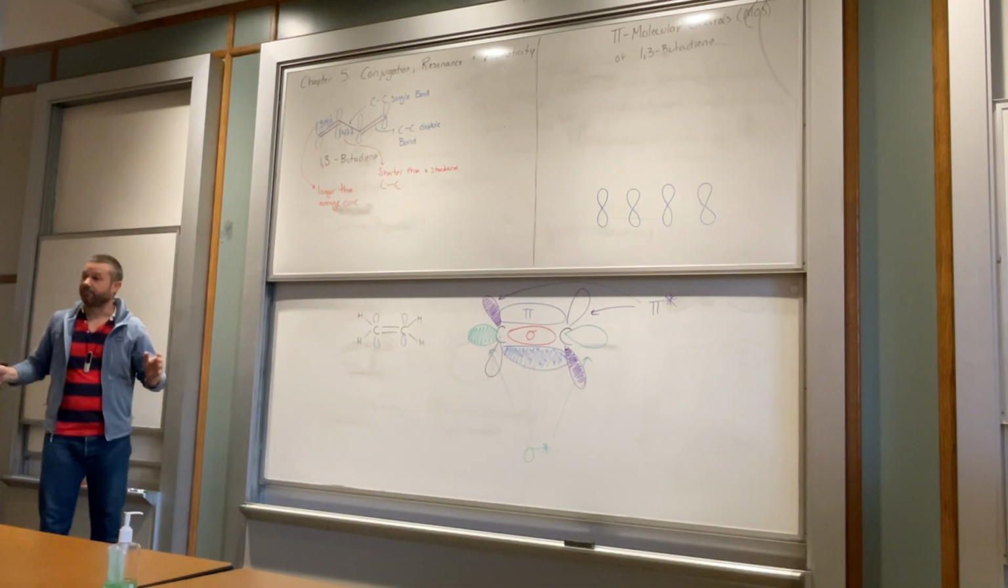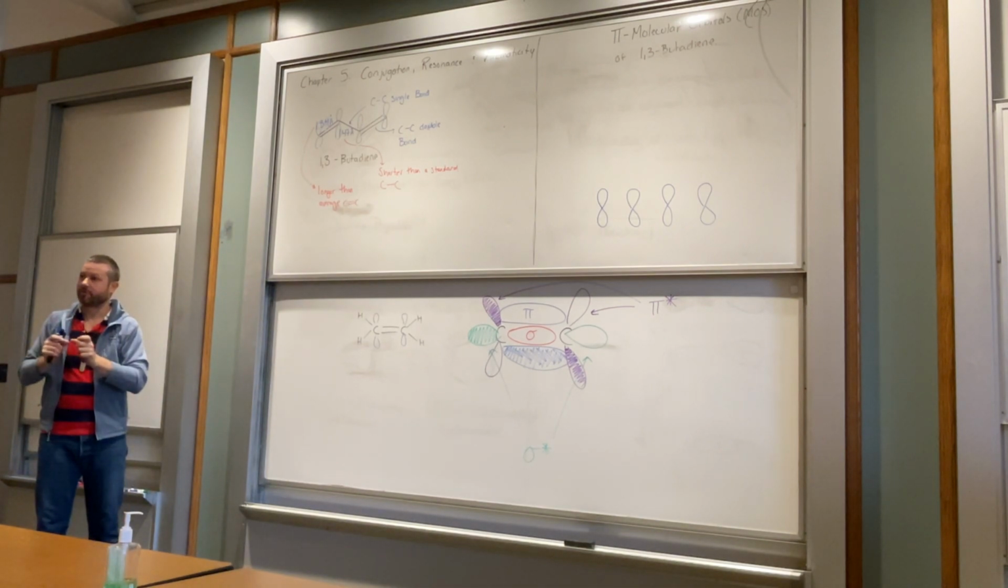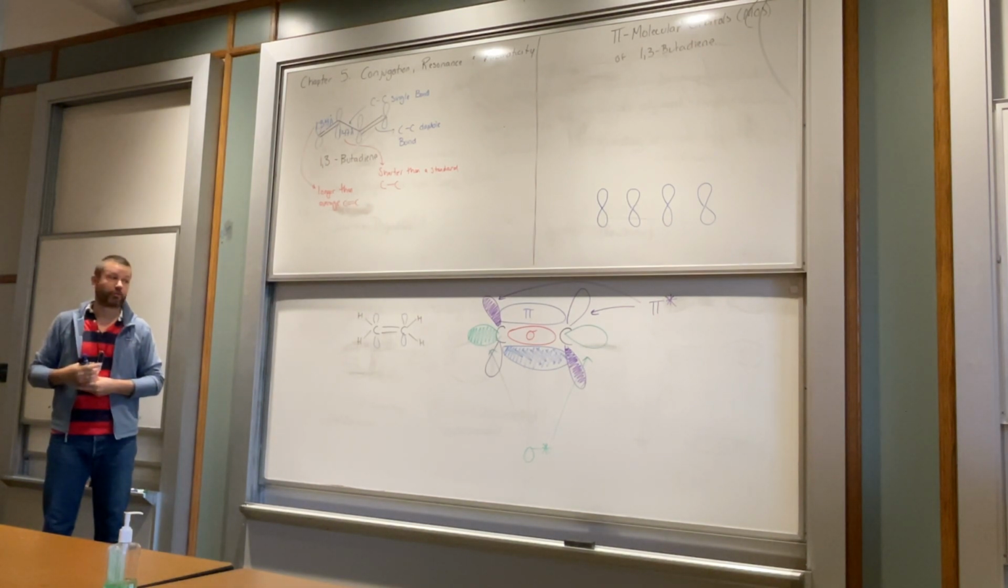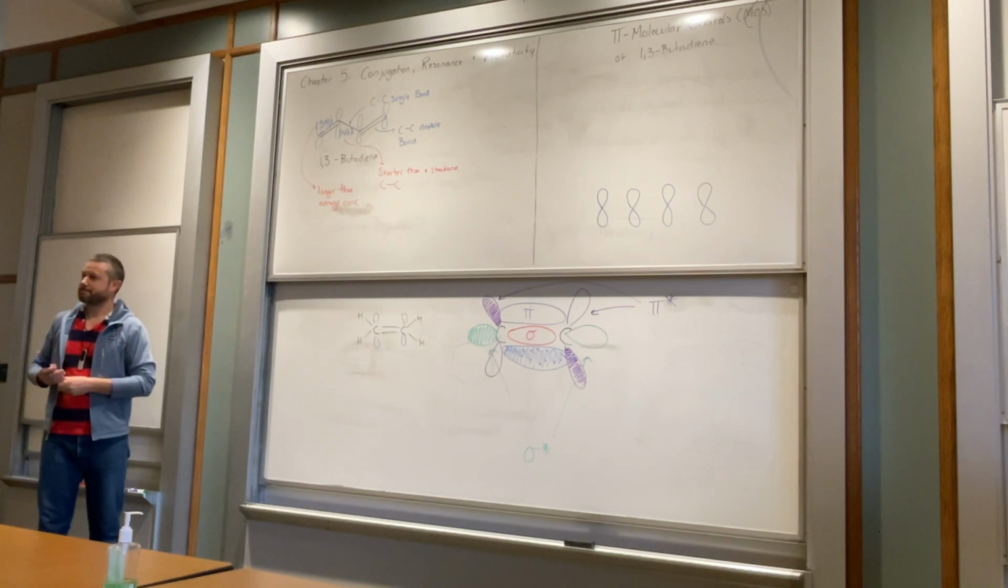Right. The principle is the same. We take two atomic orbitals, we overlap them, we produce two new molecular orbitals, right? So it's just a matter of identifying what those initial atomic orbitals are. Any questions about that?